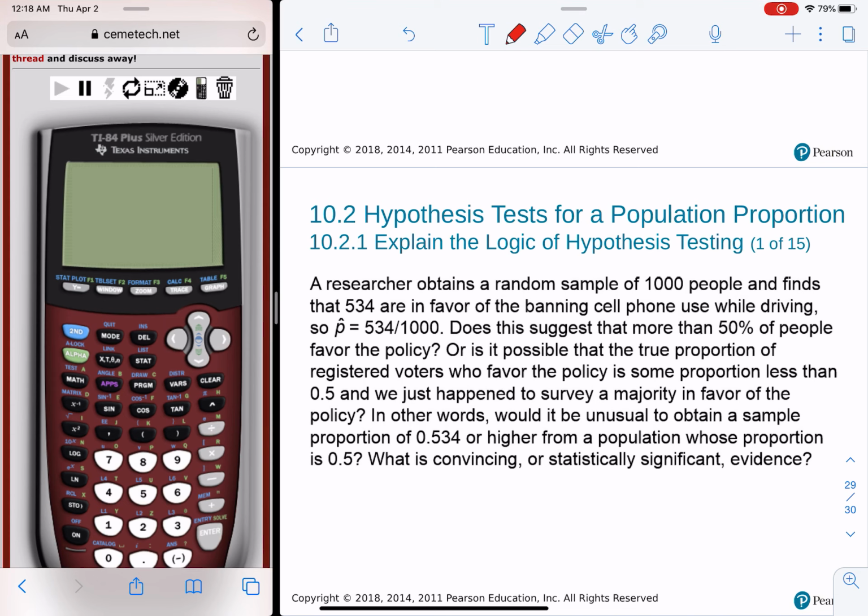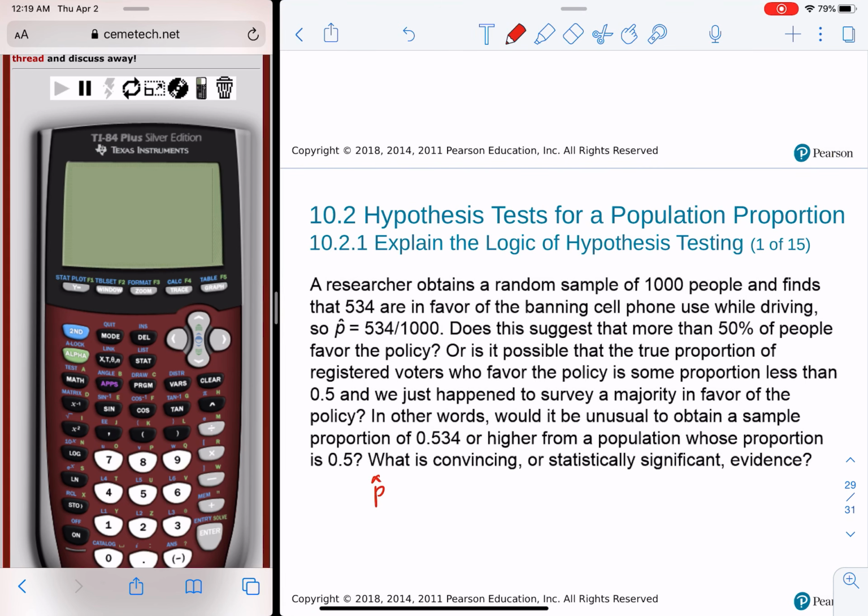A researcher obtains a random sample of 1,000 people and finds that 534 are in favor of banning cell phone use while driving, so p hat is 534 over 1,000. So p hat is what the sample gave us.